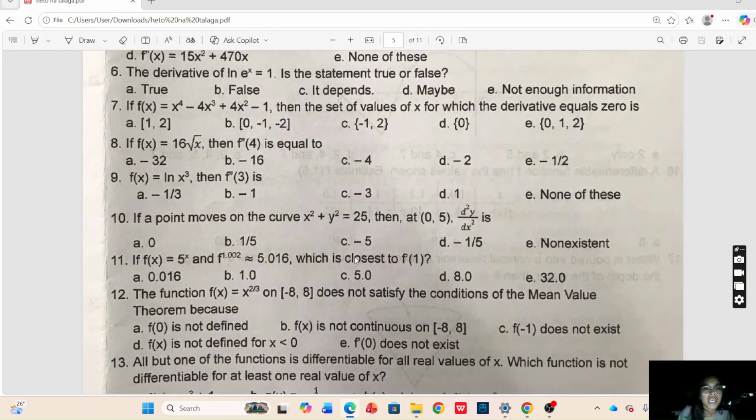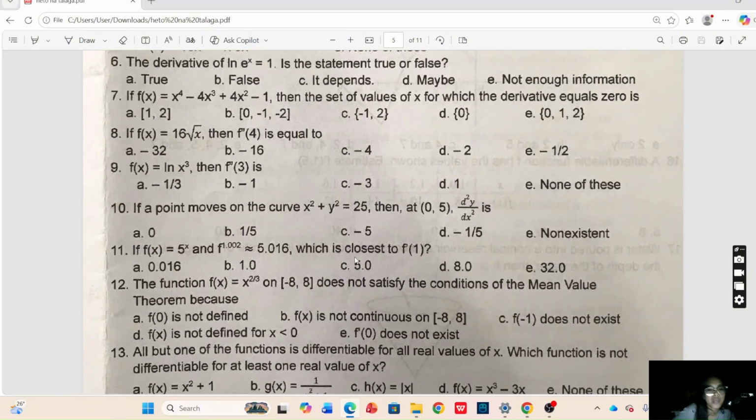So we have the number 6. The question states the derivative of the natural logarithm of exponential x equals 1. Is the statement true or false? The correct answer is letter A. This is correct because natural logarithm and the exponential function are inverse functions. So natural logarithm of exponential x simplifies directly into x, and the derivative of x is 1.